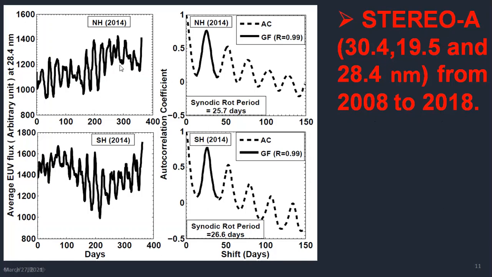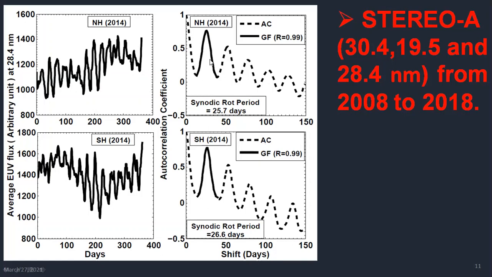The left panel shows the temporal variation of hemispheric UV flux for the year 2014. The upper panel shows the hemispheric flux for the northern hemisphere, while the bottom panel shows the southern hemispheric flux. Here again we can see several peaks in the flux, so we can say that there also exists a periodicity in the rotation. The right panel shows their corresponding autocorrelograms.